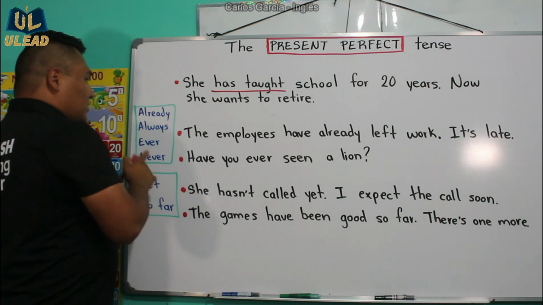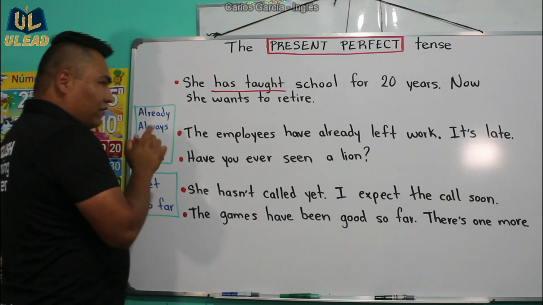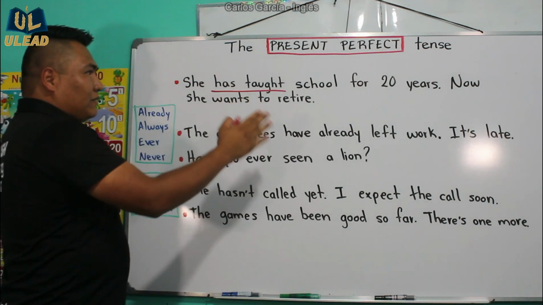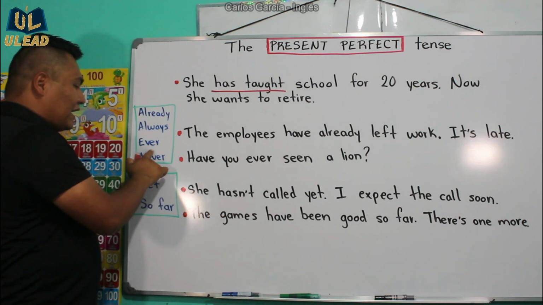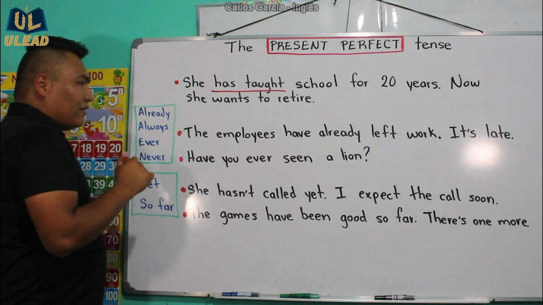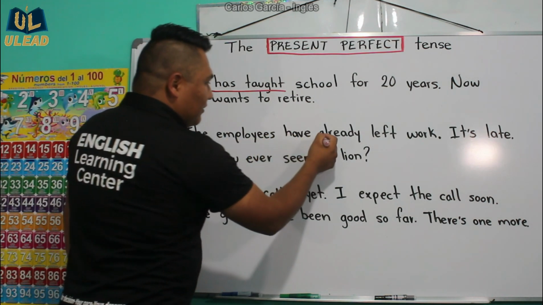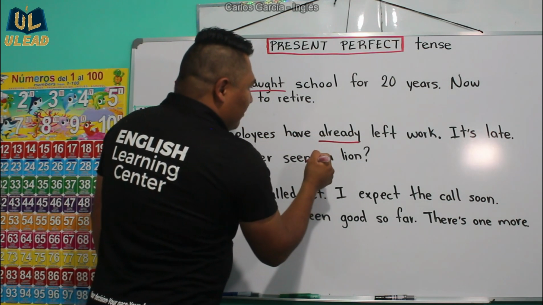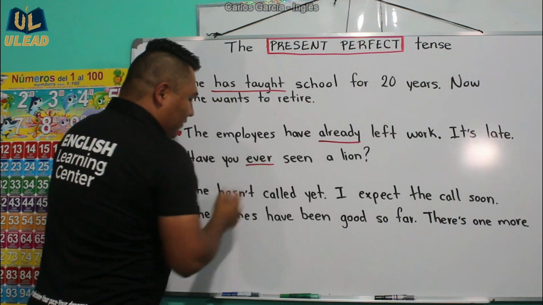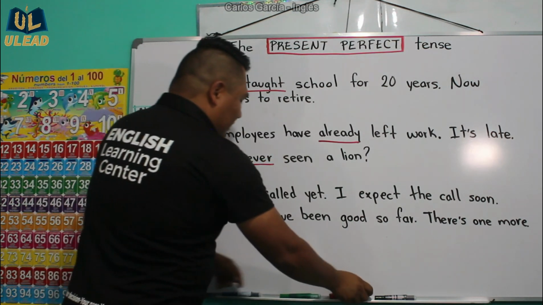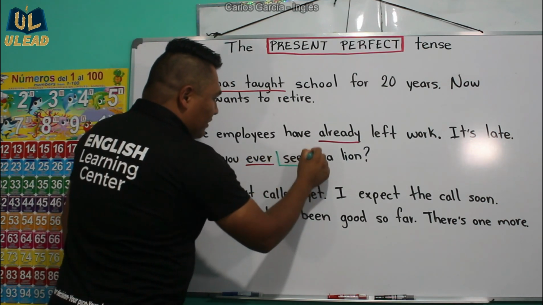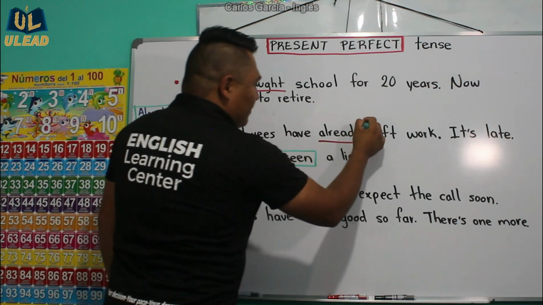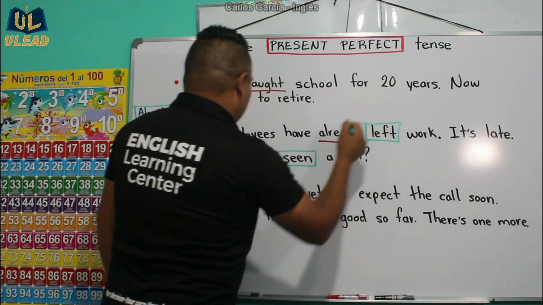Also, I want to mention that these words are very common in the present perfect tense, okay? Already, always, ever, and never, okay? Let me highlight them here. Already and ever, okay? And you will usually find them before the past participle. Before the past participle, okay?